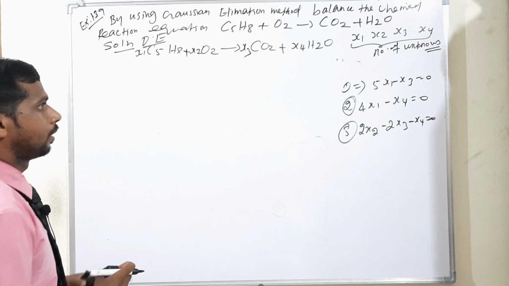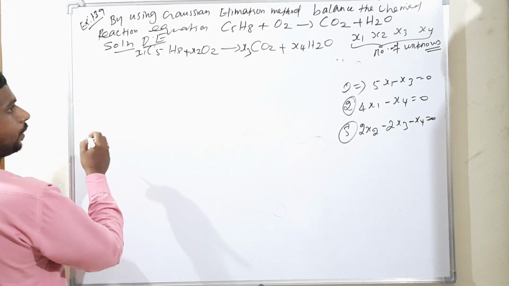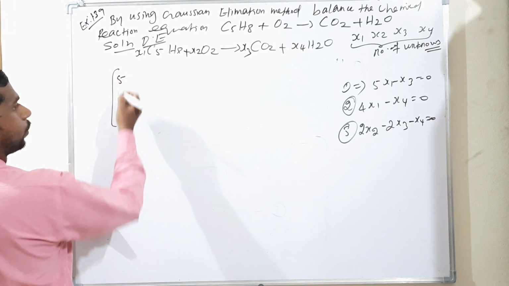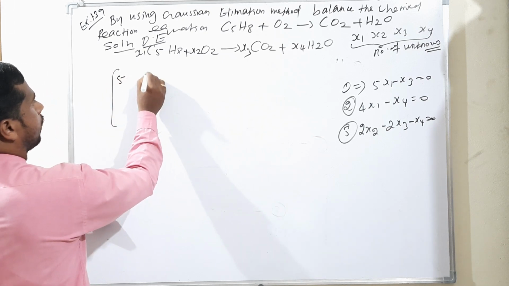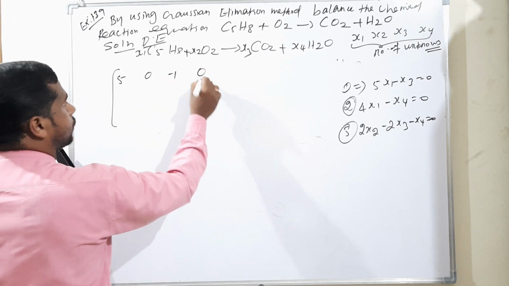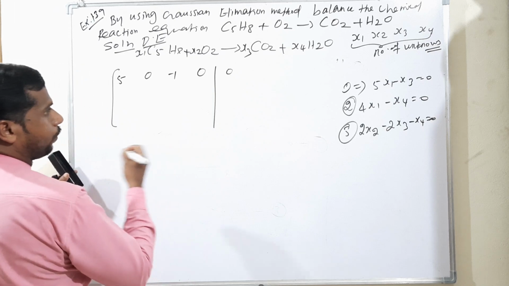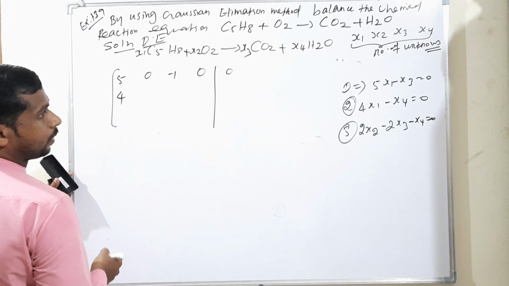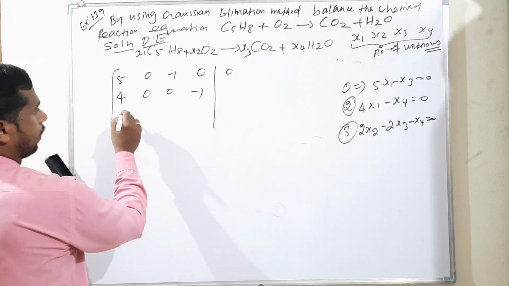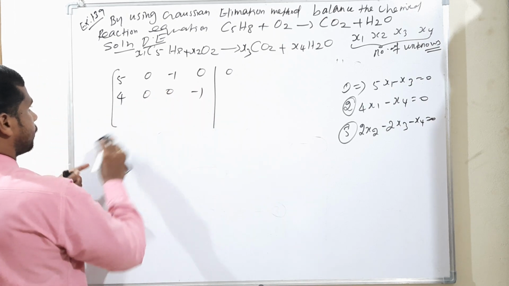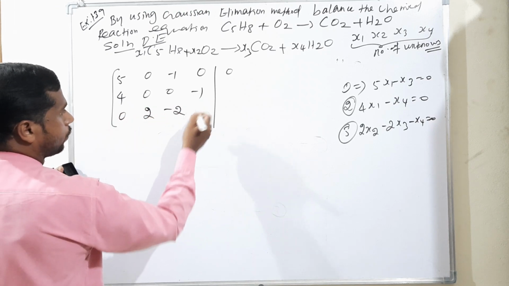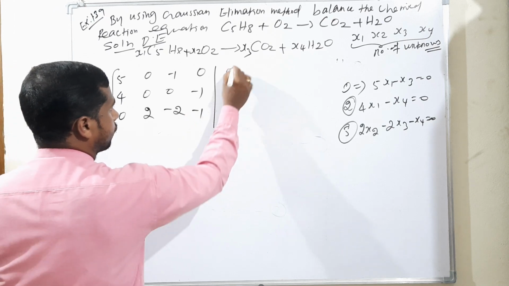So listen very carefully. Now rewrite in equation form. 5x1, x2 nothing so write 0, x3 is minus 1, x4 is 0, then 0. Next, 4x1 so 4, x2 is 0, x3 is 0, x4 is minus 1. Next, x1 is 0, then x2 is 2, x3 minus 2, x4 minus 1, 0, 0.